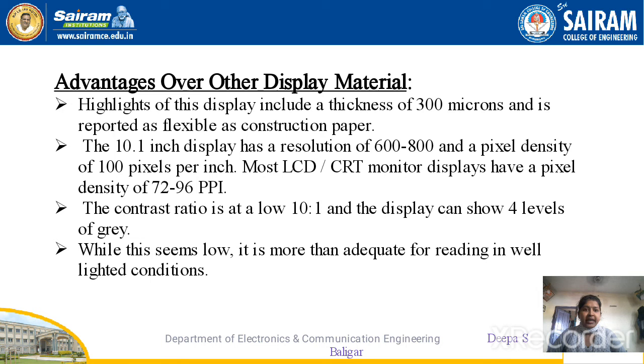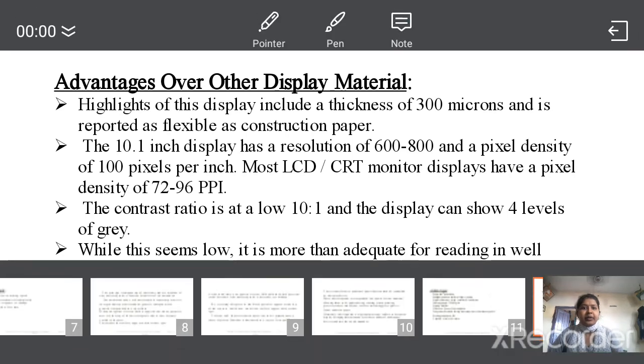And it is the advantage over the display in most LCD or CRT monitor displays. LCD is a liquid crystal display, and the contrast ratio is low, 10 to 1, and the display shows four levels of gray, and seems low compared with the advantage of reading in lighted conditions as well.